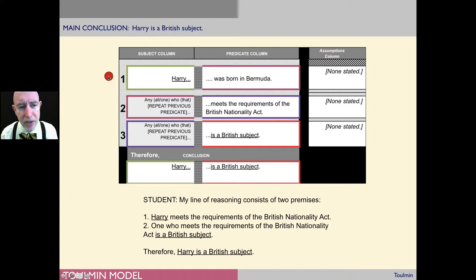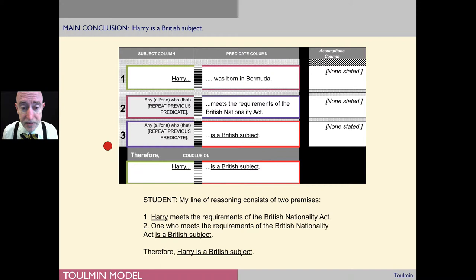So now, to meet the questions of the audience, the student's now providing three premises. First, Harry was born in Bermuda. Second, one who was born in Bermuda meets the requirements of the British Nationality Act. And third premise, one who meets the requirements of the British Nationality Act is a British subject. And when the premises are aligned in this template, you know that it's logical. And the logical connections are clear.